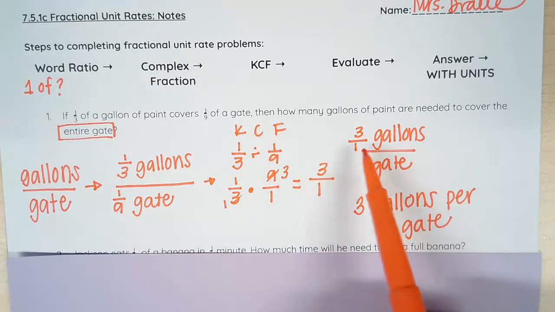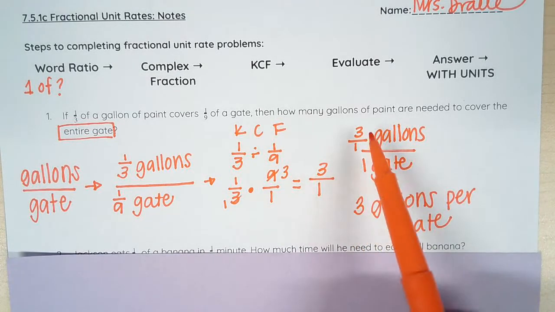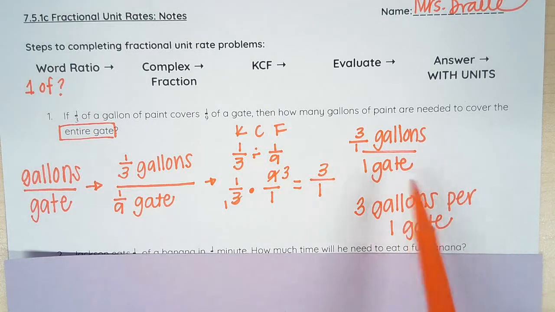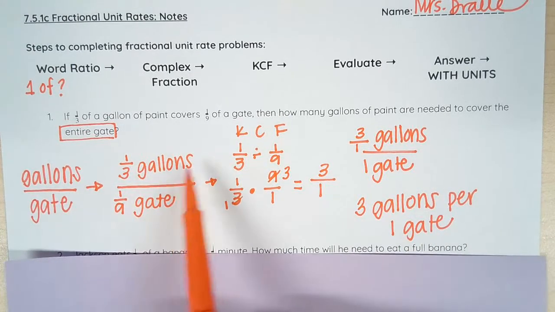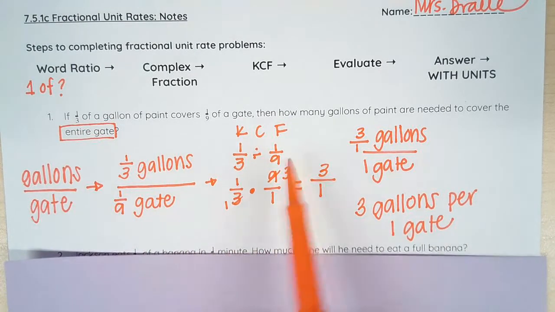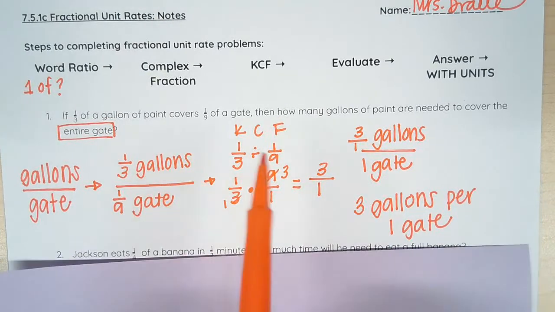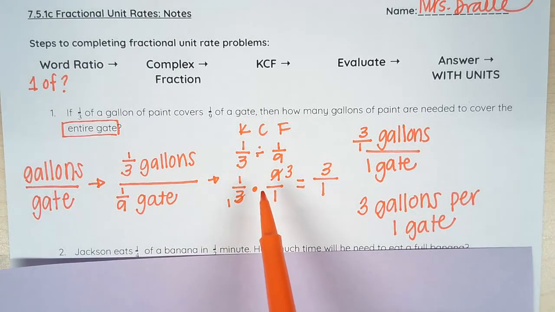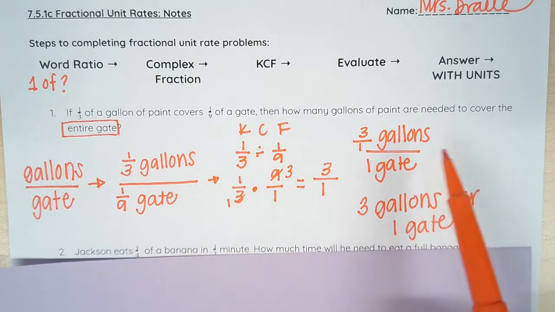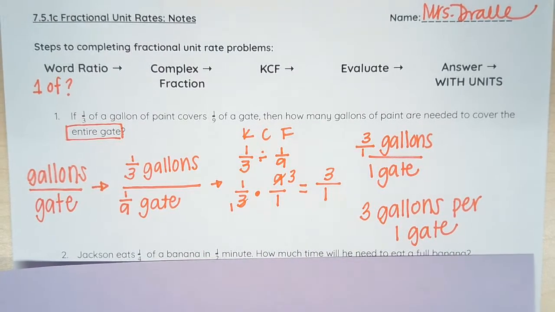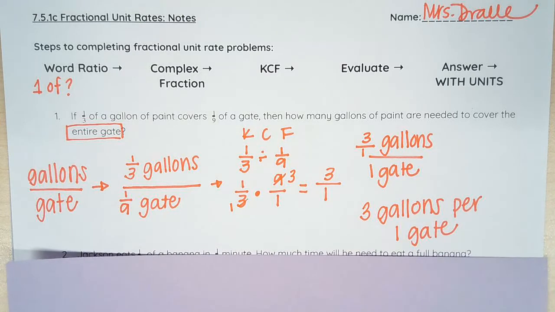Okay, now sometimes this might be an actual fraction. So let's say it was 2/3, you would say 2/3 gallon per one gate. So we start with our word ratio, complex fraction, KCF. We take our complex fraction and write it out horizontally to be able to divide our fractions. We evaluate and then write our answer. Again, this is unit rate. You must have units. All right, let's try a second problem.